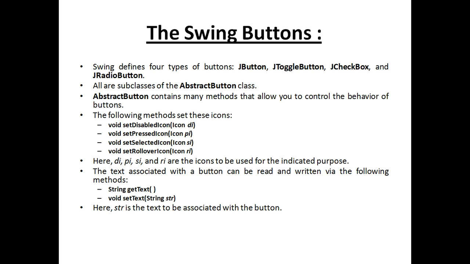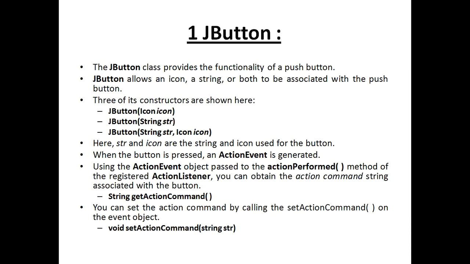We'll see in detail, one by one, these different types of buttons used in Swing. The first one is JButton. The JButton class provides the functionality of a push button. It allows an icon, a string, or both to be associated with the push button. There are three types of constructors we can use.